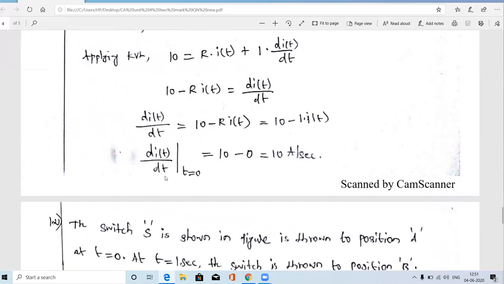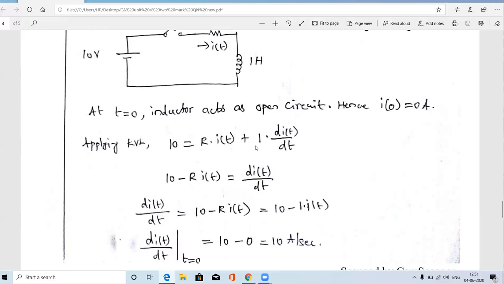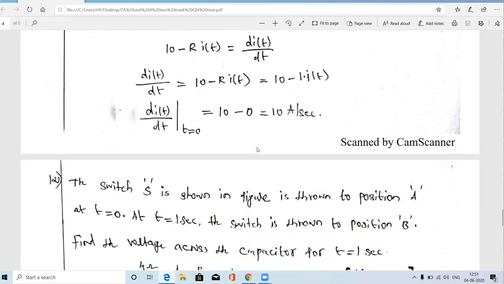Okay, so now our question is to find di(t)/dt at time t equal to 0. Here, if you put i(0), what is the value of i(0)? i(0) is 0. So what is the answer? 10 minus 0, so 10 amps. So the rate of change of current at time t equal to 0 is 10 amps, since i(0) is 0 amps. So that is calculated. Okay, so it's one of the problems.